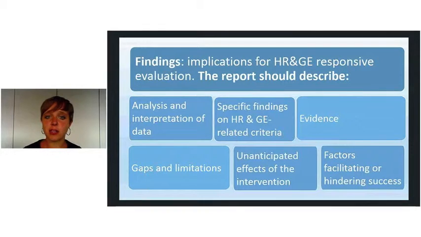When describing findings, be sure to describe any specific findings on human rights and gender equality related criteria, as well as any evidence related to them, of course. This section should also address any gaps or limitations to addressing human rights and gender equality, and any unanticipated effects of the intervention that may have been had on those issues, as well as factors found to facilitate or hinder success in the area of human rights and gender equality.